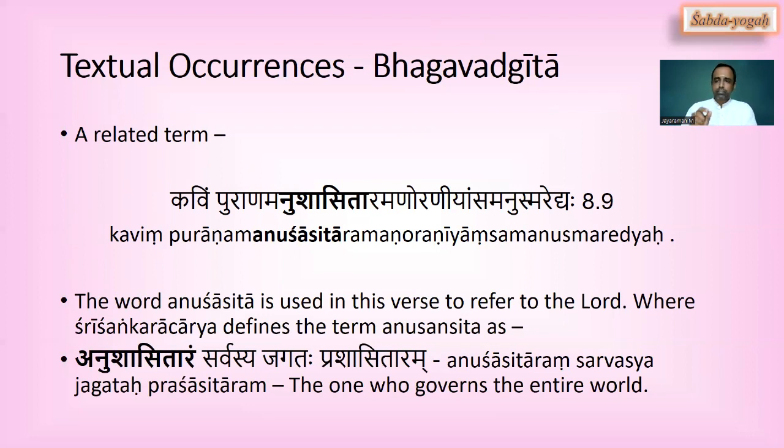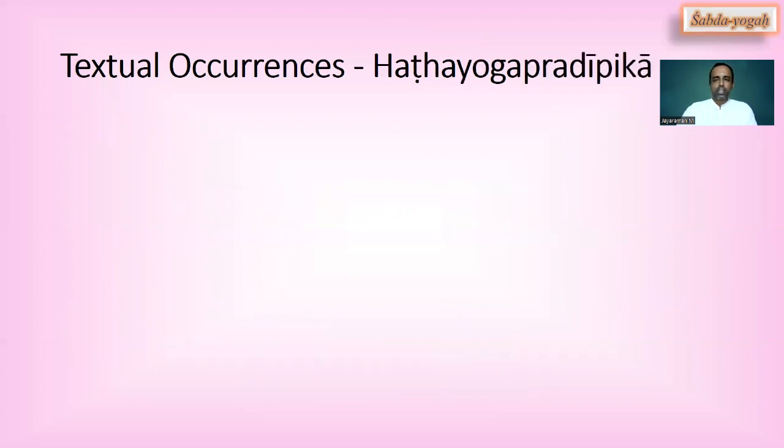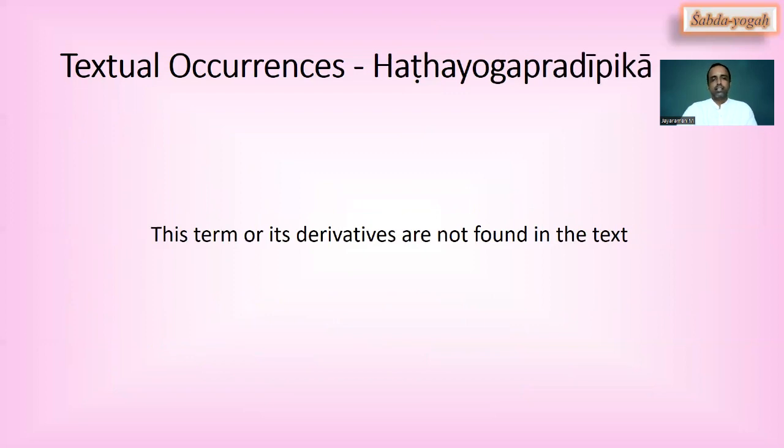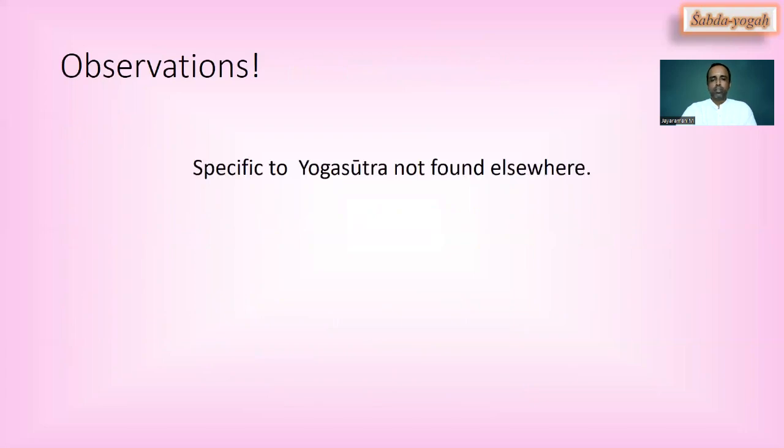So here, the meaning of the prefix Anu has been taken as Pra. Pra means very clearly, very firmly. So Shasana means instructs or governs in this context. So the one who governs the universe, he is Prashasita, that is Bhagavan Narayana in the context. So it is entirely different from the approach or the meaning or the analysis of what we have seen from the Yogasūtra analysis. And even in Haṭha-yoga-pradīpikā, we do not find this term Anushasanam.